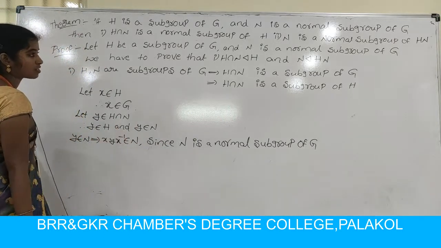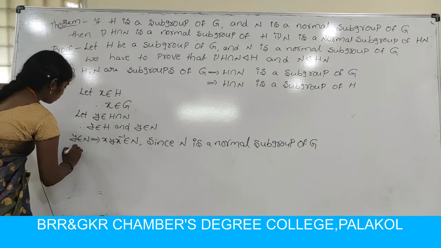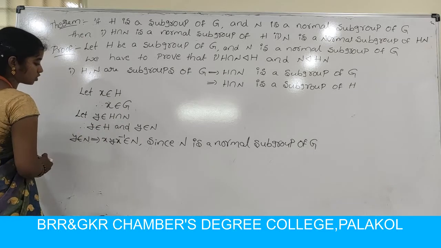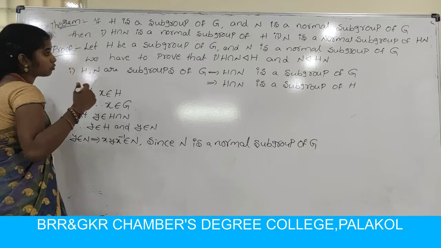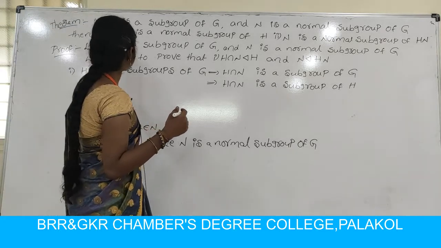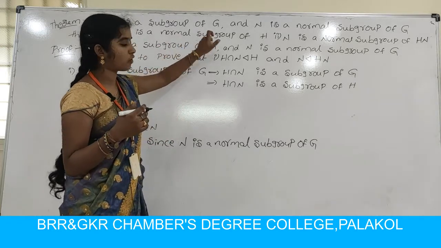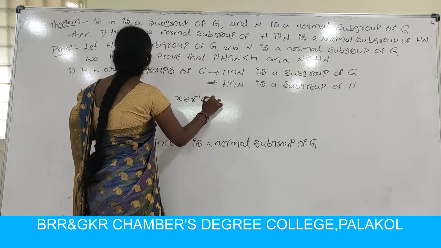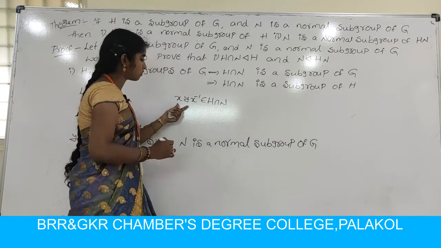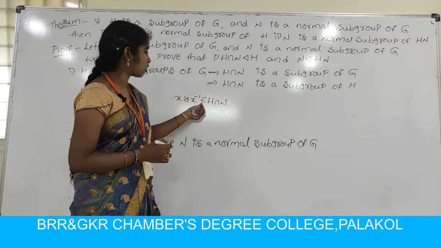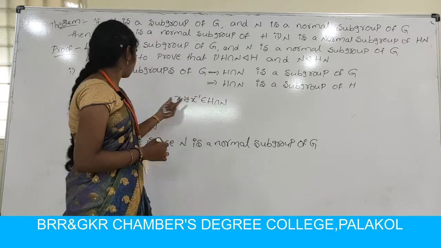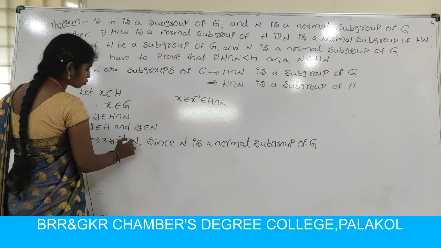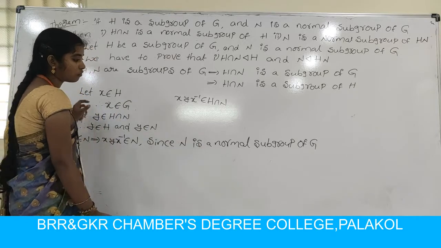Since N is a normal subgroup of Z, consider an element x belongs to H, y belongs to H. So finally you have to prove H intersection N is a normal subgroup of H. That means x y x inverse belongs to H intersection N. Already you know that x y x inverse belongs to N, since N is a normal subgroup of Z.